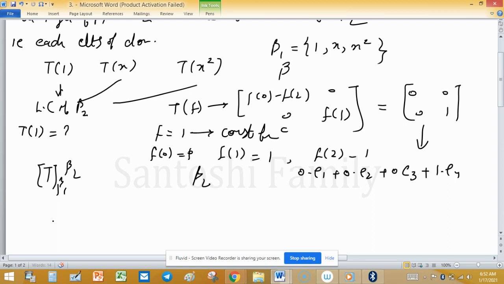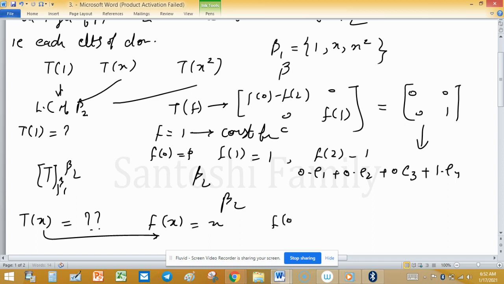Now find Tx, which we will write as a linear combination of beta 2. So f(x) is x here, you can see f(x) equals x. So f(0) equals 0, f(1) is 1, and f(2) is 2.